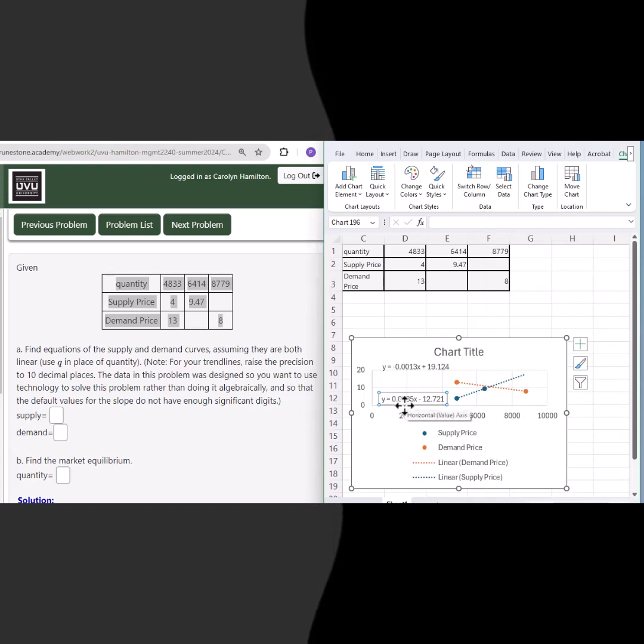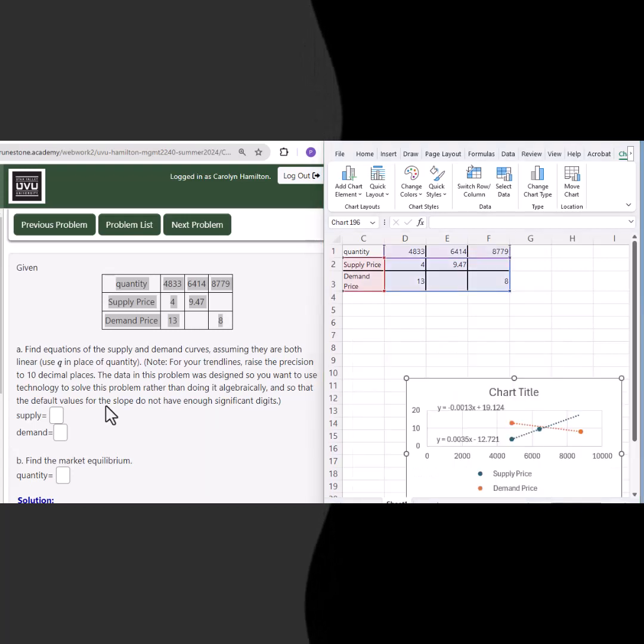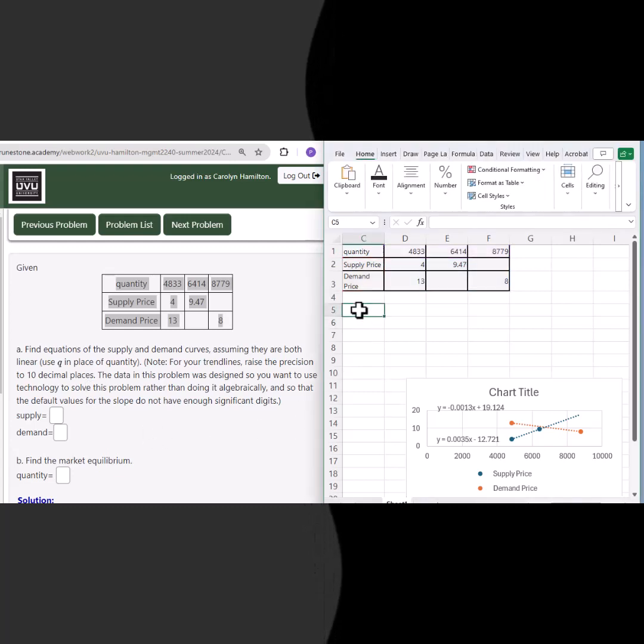So we have very, very small slopes, and that's part of the problem. We have small slopes and we have large values of units, and that's a difficult combination. So we're told to raise the precision to 10 decimal places. Before I do that, I want to show you why we need to do that.